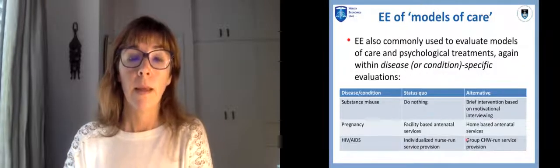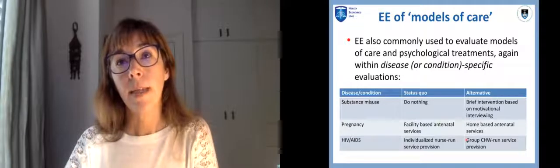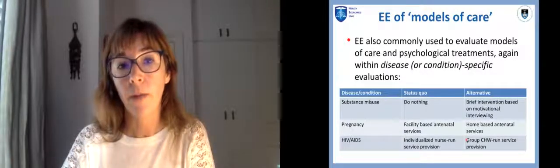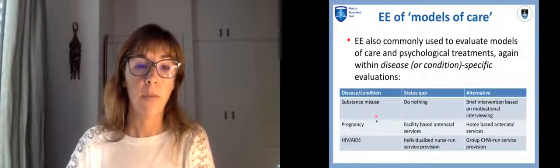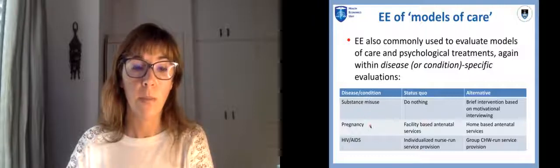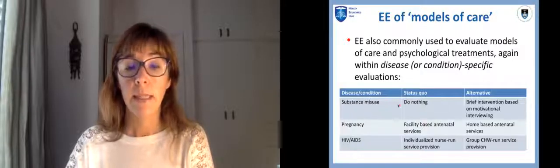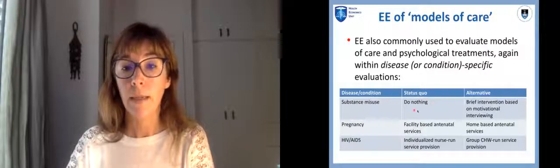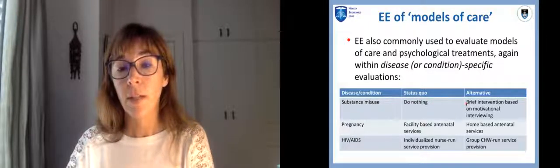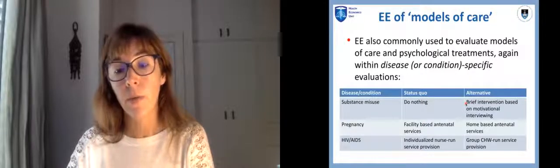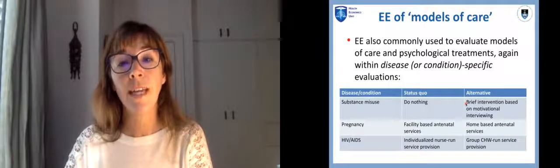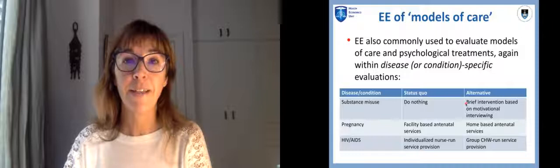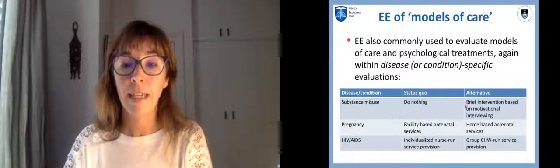We also can do in a quite standard way an economic evaluation of a model of care. So, for example, if we look at these 3 diseases or conditions, substance misuse, pregnancy, and HIV/AIDS, the status quo on substance misuse might be doing nothing, but the alternative is a psychological treatment called a brief intervention based on motivational interviewing. And so that's not a technology in that it's not a vaccine or a medicine or a diagnostic, but it is a model of care intervention.